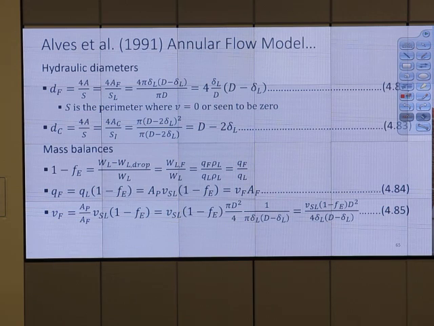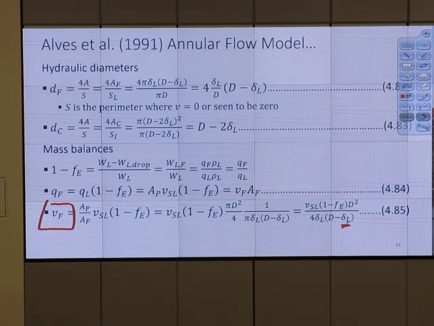V sub f is the actual velocity in the film. This part is a derivation that we don't go through, but basically, V sub f, which is the velocity in the film, can be written as a function of film thickness, given that we know F sub E, the entrainment fraction, and V_SL. So if we know volumetric flow rate divided by area, Jay Cheng, are you okay? You sit in the front line, you know that, right? When we have V_SL and F_E, then V sub F is only a function of thickness, delta. Okay? So that's V sub F.